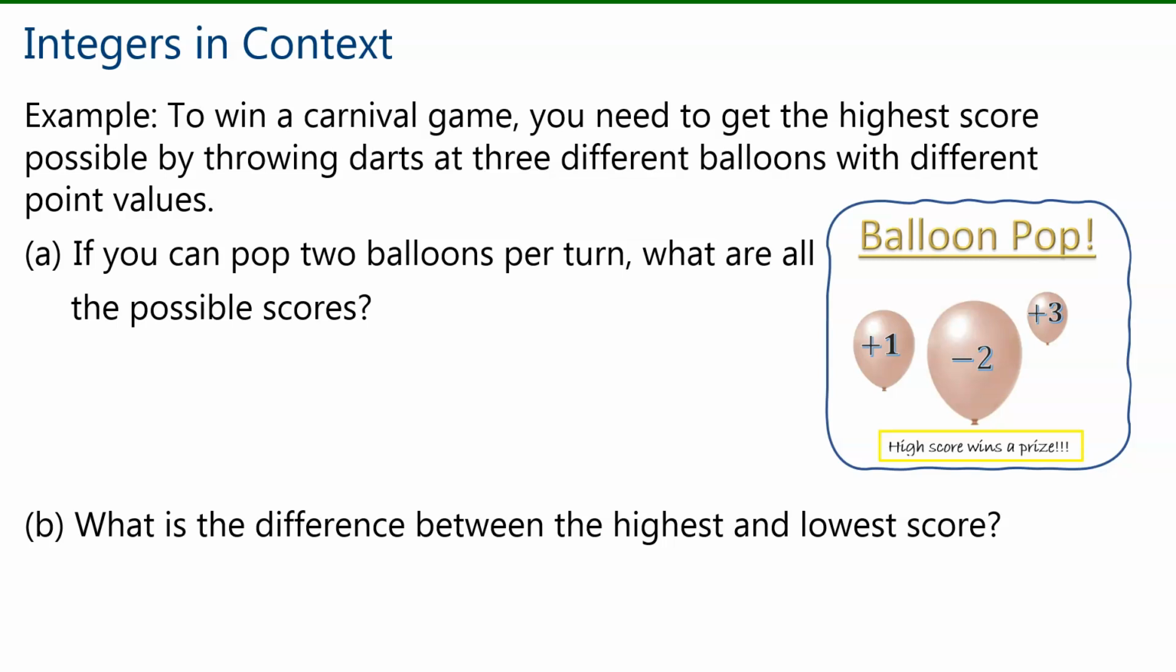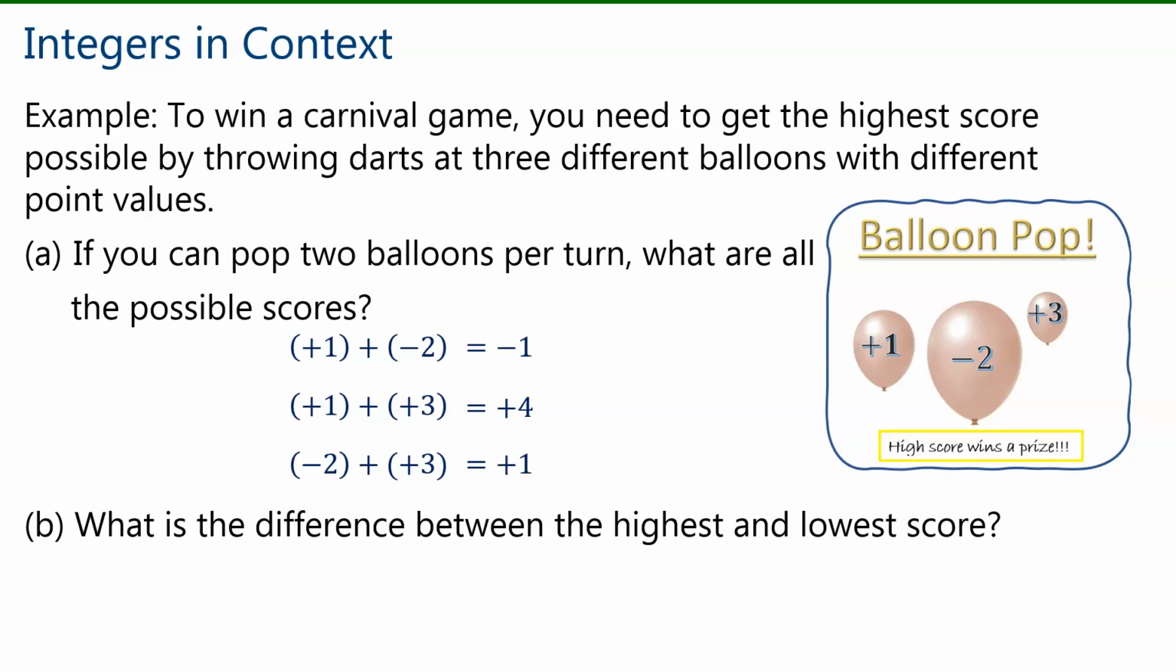We'll just say you hit the medium size and the large size balloon to give you a point value of +1 and -2. In total, that would give you -1. You could also hit the smallest and medium size to give you a value of +4. Or you can hit the smallest and largest size balloons to give you a value of +1. So if we were going for the highest score possible, you're obviously trying to hit the smallest and medium sized balloons to get a score of +4.